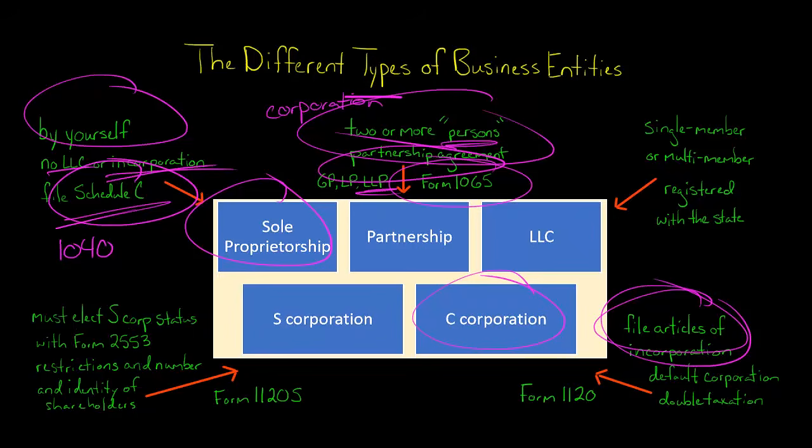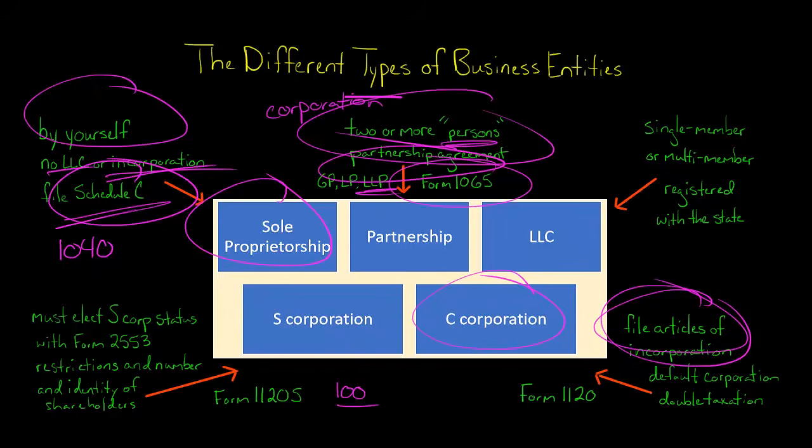Now, there are a lot of restrictions on who can be a shareholder in an S corporation, and how many shareholders. For example, you can just have 100 shareholders. You can't have 10,000 shareholders. So if you think about a large publicly traded company like Microsoft, it's not going to be an S corporation because it's going to have a lot more than 100 shareholders. So you've got a limit on the number of shareholders and then also on who can be a shareholder.